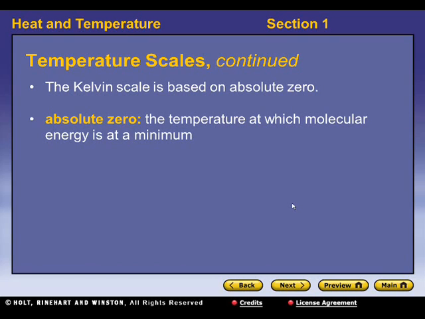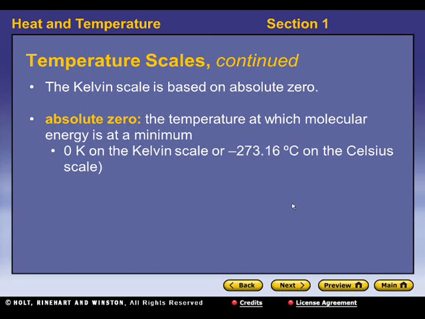So Kelvin scale, the third one, is based on something called absolute zero. Absolute zero is the temperature at which molecular energy is at a minimum. It's really when all molecular motion stops. It's virtually impossible to reach. We've gotten extremely close to reaching absolute zero, but it's virtually impossible to take all energy out of the system, especially even to monitor a system. You have to put energy into it just to monitor it. So it's kind of an impossible task.